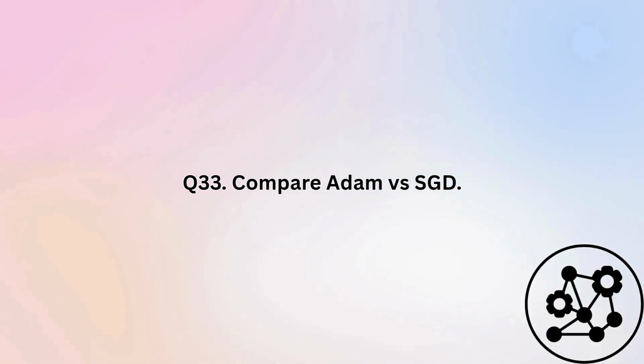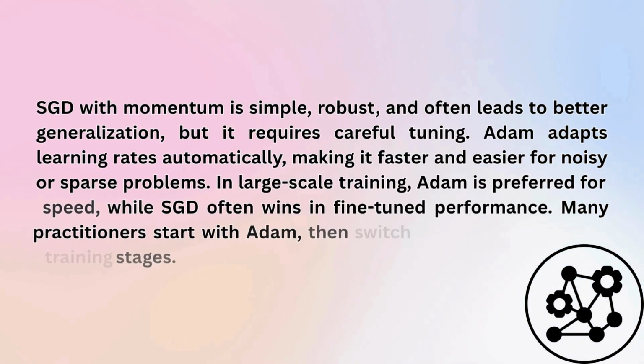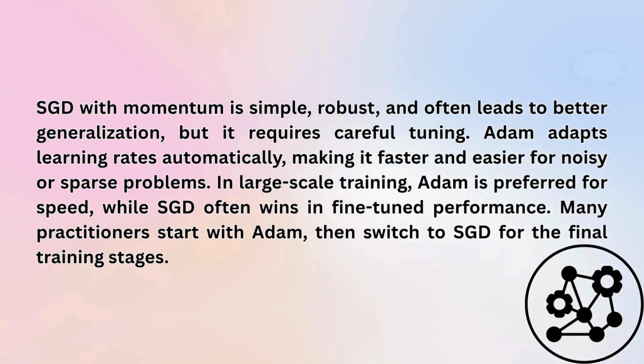Compare Adam versus SGD. SGD with momentum is simple, robust, and often leads to better generalization, but it requires careful tuning. Adam adapts learning rates automatically, making it faster and easier for noisy or sparse problems. In large-scale training, Adam is preferred for speed, while SGD often wins in fine-tuned performance. Many practitioners start with Adam, then switch to SGD for the final training stages.